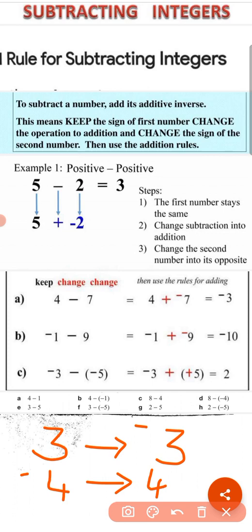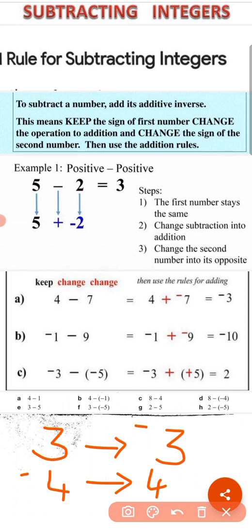That is, if the second number is positive, then change it into a negative integer. If the second number is a negative integer, change it into a positive integer. Okay. Then use the addition rules. Now we changed subtraction as addition. Sorry children, subtraction as addition. So you can follow the addition rules now.